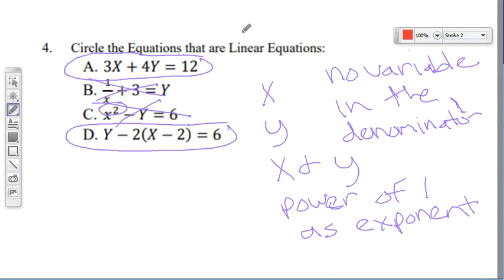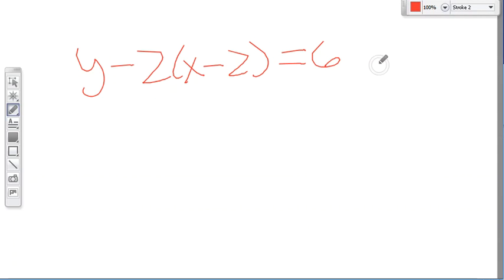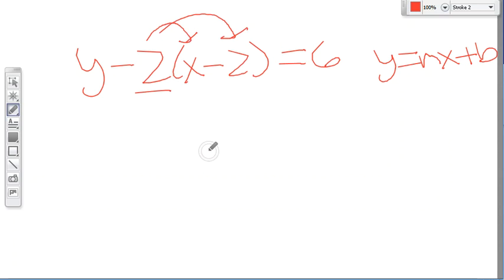y minus 2 times x minus 2 equals 6. So y minus 2 times x minus 2 equals 6. If we want to put this into slope-intercept form, we need to solve for the y. Okay, our first step in solving for the y is to simplify the left side by distributing the negative 2 to both the terms inside the parenthesis. So that gives us negative 2x plus 4.